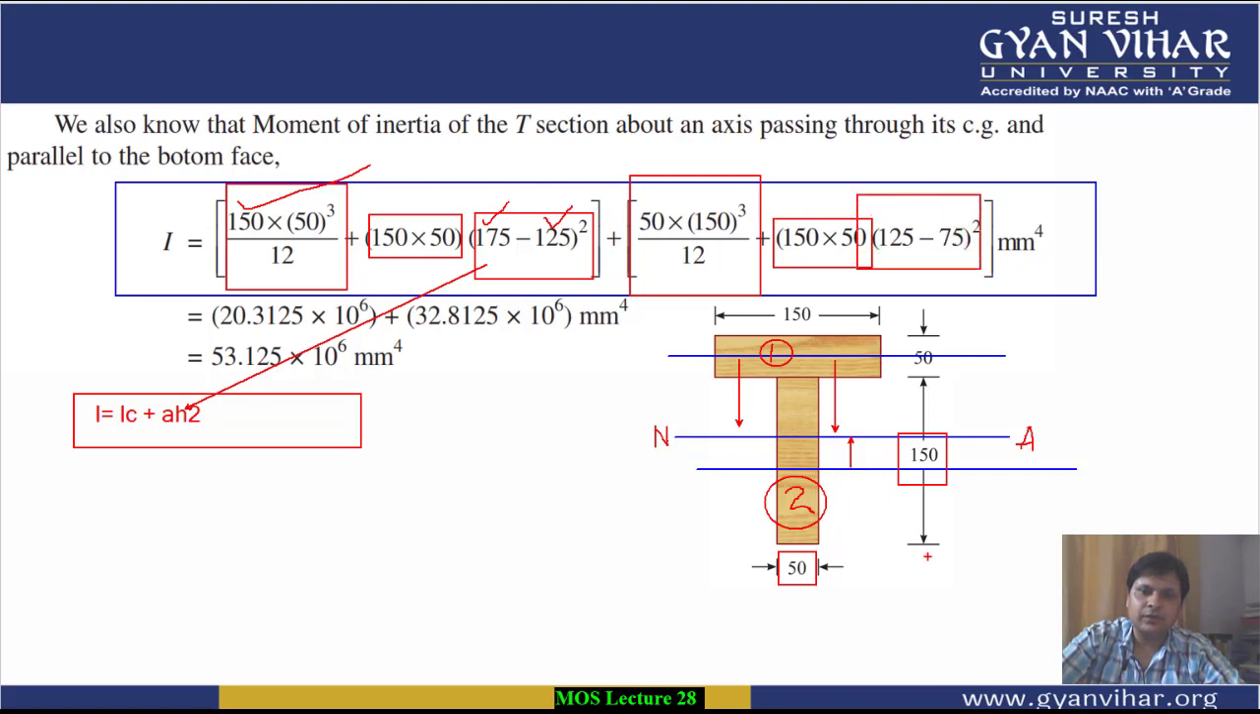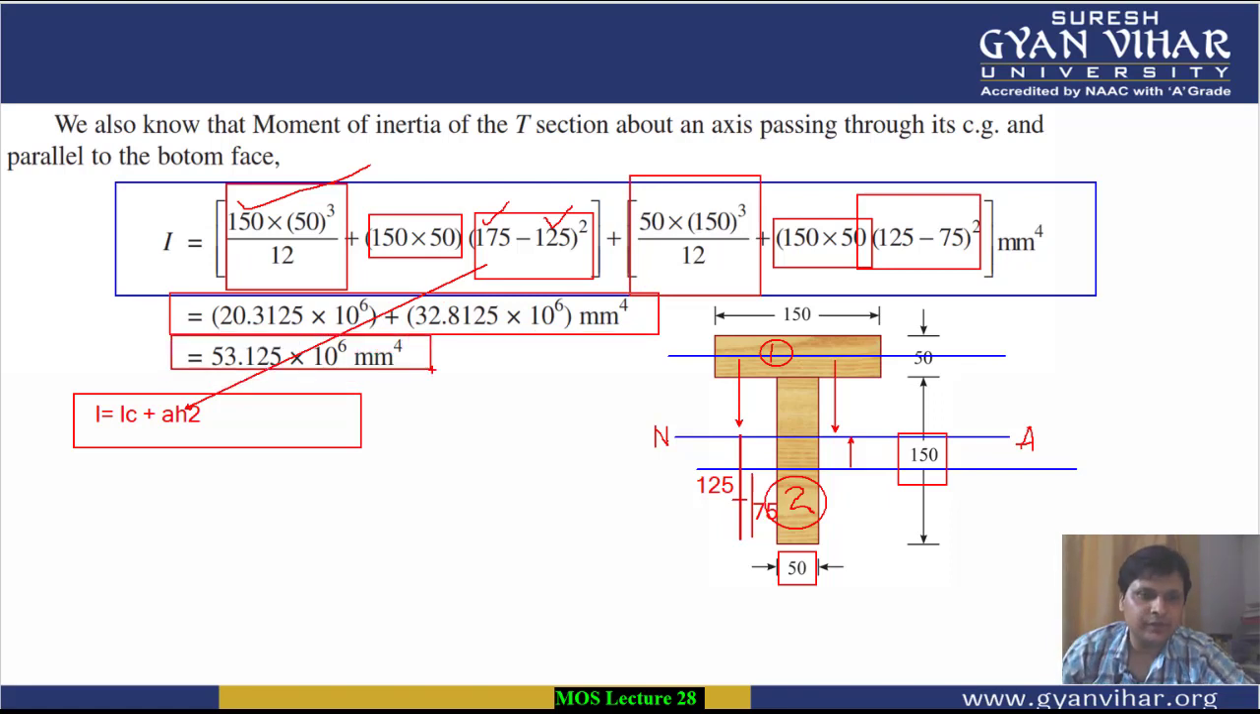You know how to calculate A, and for H, it will be this particular value from here to here minus this particular value. This was your 125, and here this smaller value is your 75. So 125 minus 75 will give you the value of H. You will use this formula, and finally you will calculate the moment of inertia. The composite value of moment of inertia of this T section by the use of this formula is 53.125 into 10 to the power 6.